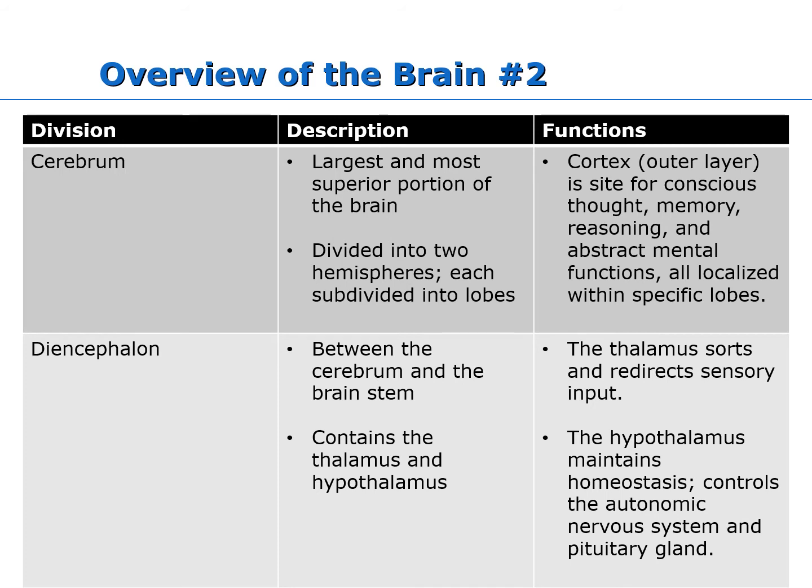The second one is called the diencephalon, and it sits in the center of the brain, located between the two hemispheres, a little bit superior to the brainstem, and it's made out of two parts: the thalamus and the hypothalamus. The main function of the thalamus is to sort and redirect sensory input. It's kind of a relay function. The hypothalamus also is the main center for body homeostasis and will control all the autonomic nervous system functions. Part of the hypothalamus is a small gland called the pituitary gland.